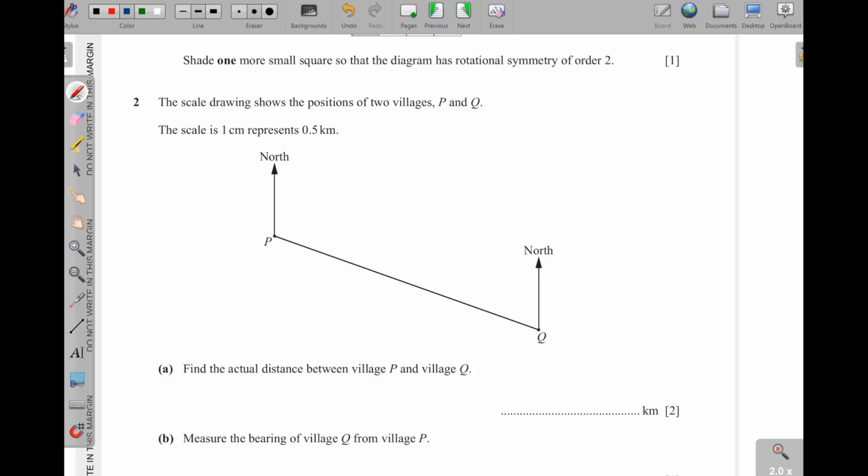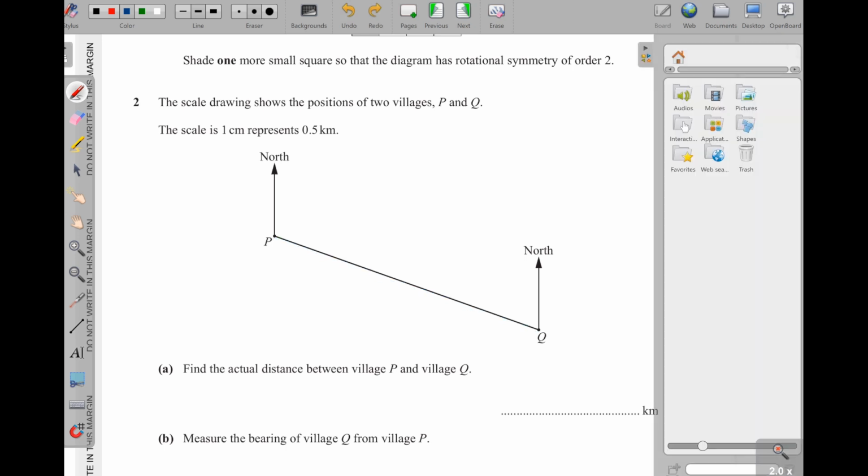These are angles we measure from the North Pole and then we move clockwise. The scale drawing shows positions of 2 villages P and Q. The scale is 1 centimeter, which represents 0.5 kilometers. This means that 1 centimeter on paper is equivalent to 0.5 kilometers on ground. Find the actual distance between village P and village Q. So you just get your ruler and you put it here and you measure.